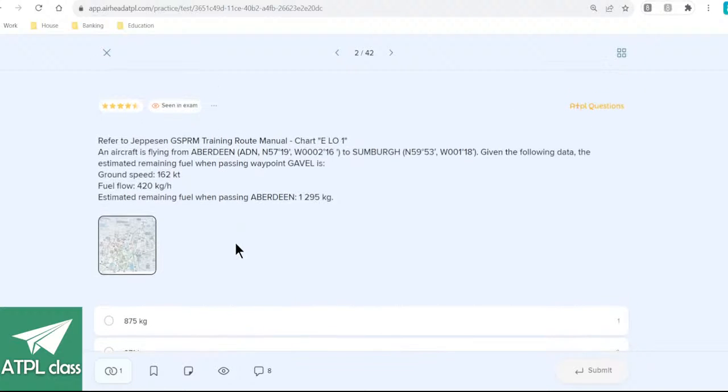Okay, so an aircraft flying from Aberdeen to Sumbara. Given the following data, the estimated fuel when passing waypoint Gavel is... we've got ground speed, a fuel flow, and a starting fuel. So what we're going to do is speed, distance, time. We're going to work out the distance between Aberdeen and Gavel, then with speed we'll find the time, then go to fuel flow.